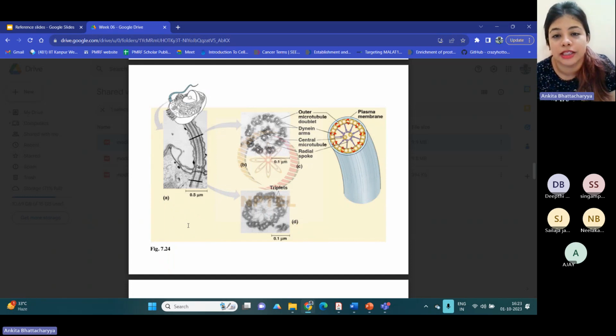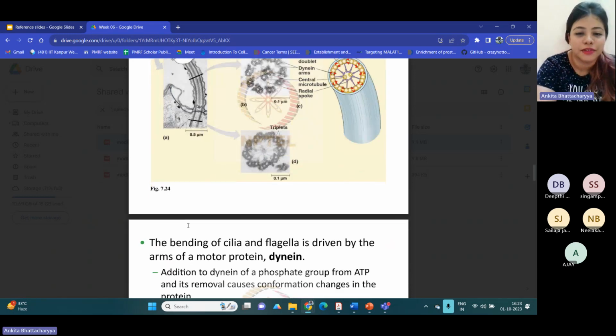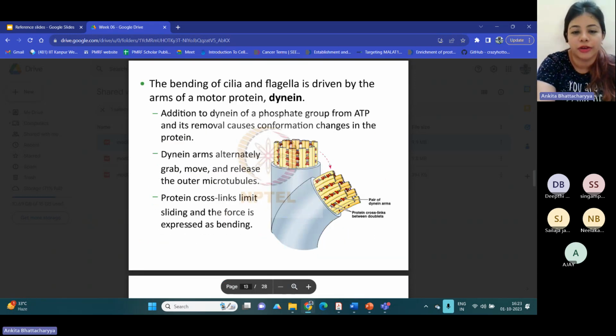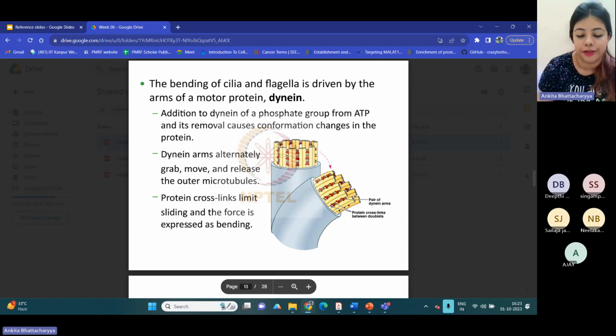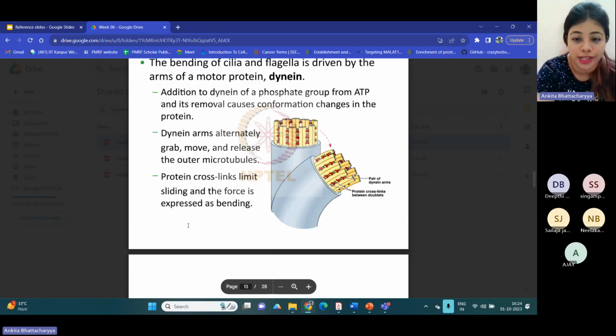And here you see the doublet, I've already shown it to you, the 9+2 arrangement. Extensive details have been seen, but for now, what you can see is that it is driven by dyneins, which are the major motor proteins working here. When a phosphate group from ATP is added to dynein, it causes conformational changes. They move the outer microtubules and the protein crosslinks. They limit the sliding, and instead of moving completely past each other, they are brought back to place, and there is a bending and then an effective beating movement which is executed.